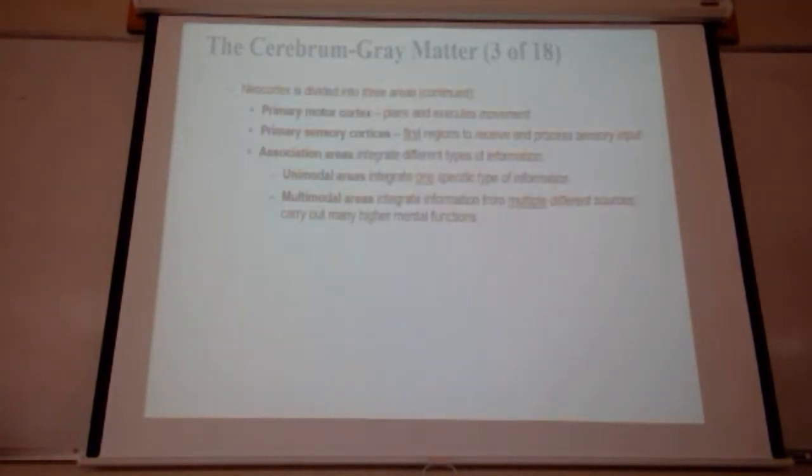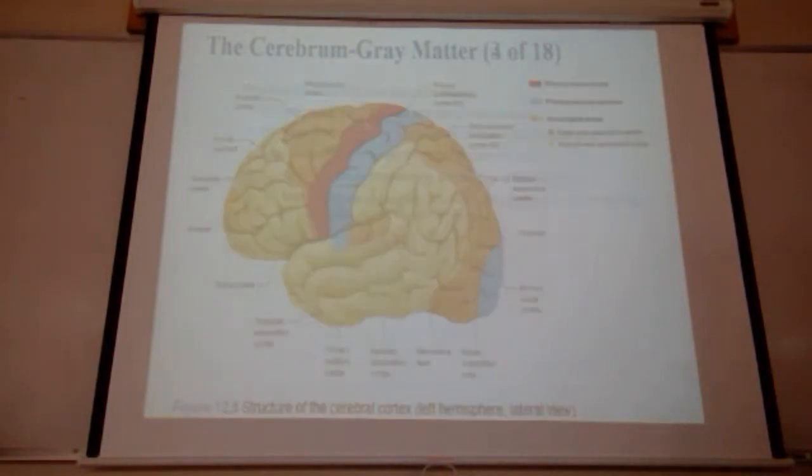areas. You have the unimodal areas, which interpret one specific type of information. Multimodal areas interpret information from multiple sources and carry out many of our higher mental functions. So this one maybe, for instance, is going to give us, we can see an item. These areas take that item that we see and then process it into what it is.